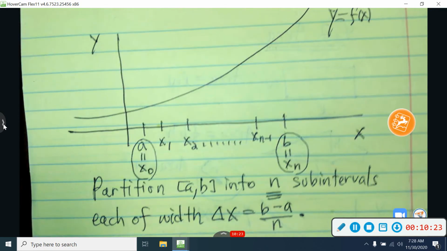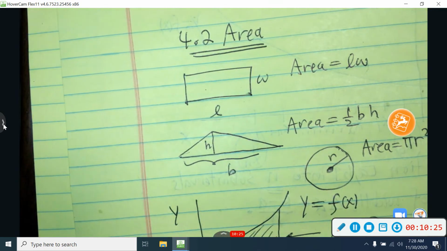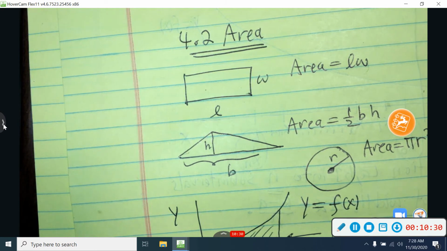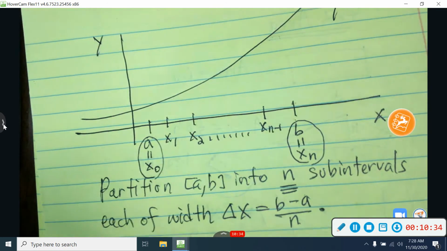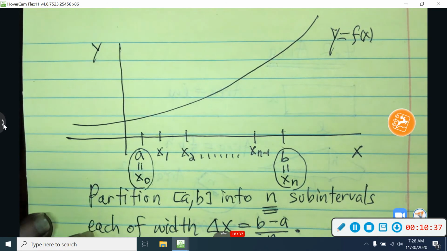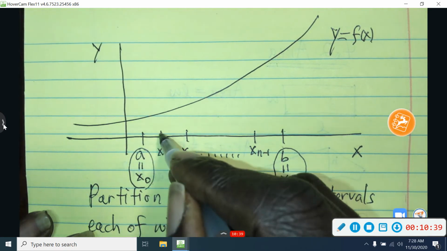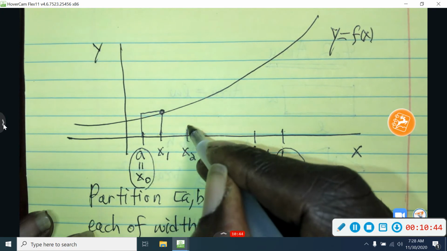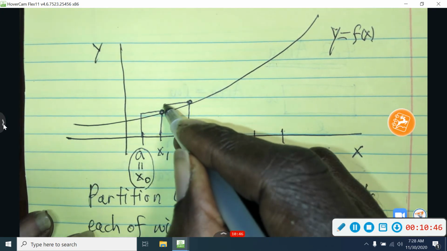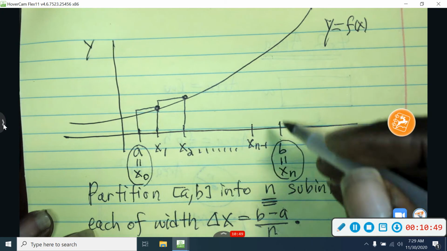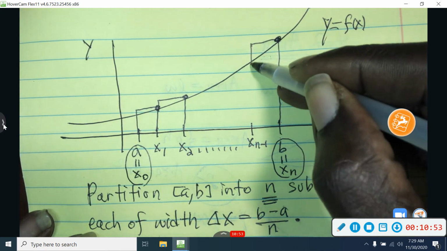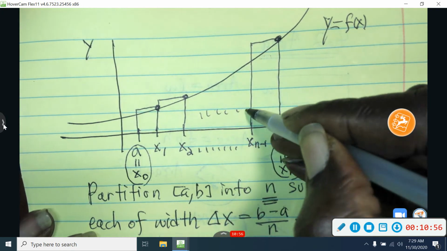So if you were to use, like in our first example, the overestimate, that is, use the right-hand endpoints for your heights, it would look like this. The rectangles would look like this. So the first rectangle would use the right-hand endpoint for the height, like this. Second one used the right-hand endpoint for the height, like this, and so on. And then the last one used the right-hand endpoint for the height. And there'd be a whole bunch of rectangles in between.